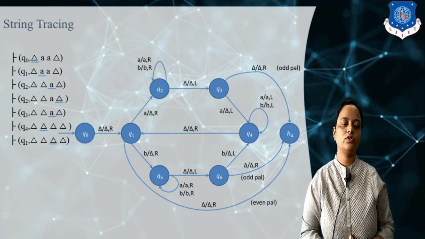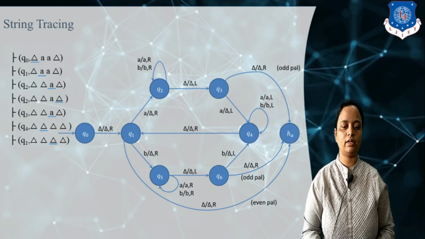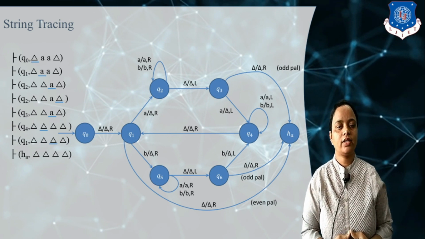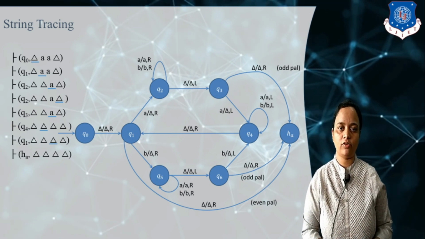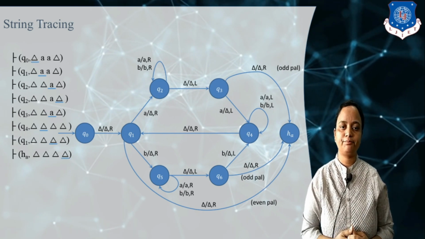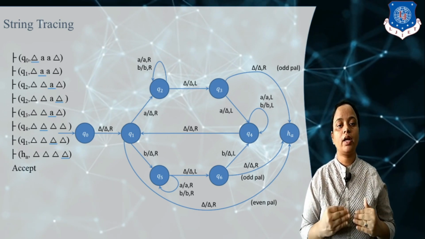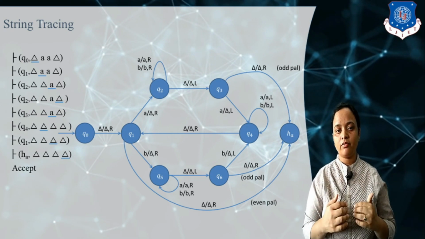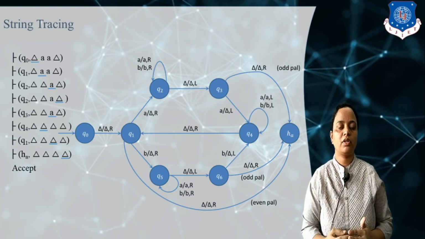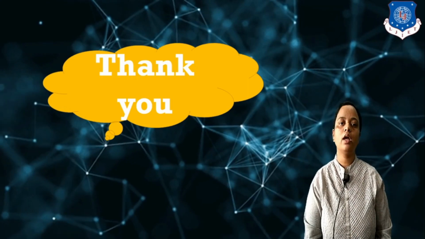So at q1, if delta is coming, it means that this is a palindrome and we need to accept it. If at q1 the input is delta, it means that we need to accept this string because it is a valid string and it is a palindrome. That way delta is replaced by delta and it moves to the halt in accepting state. So this string is accepted. So if we are tracing a string and at the end of the string we check the state, if it is halt in accepting state, it means that this string is accepted, otherwise the string is rejected. Okay, so I hope this concept is clear to you. Thank you all.